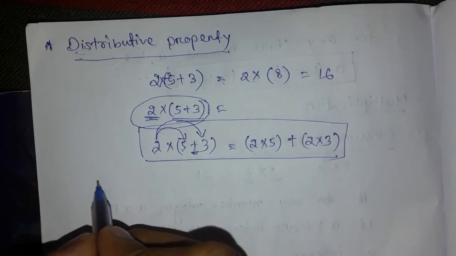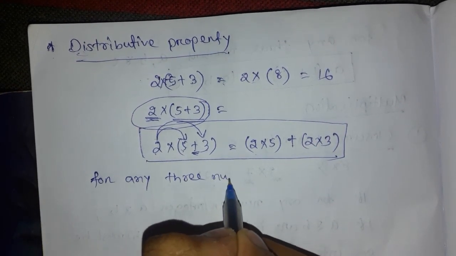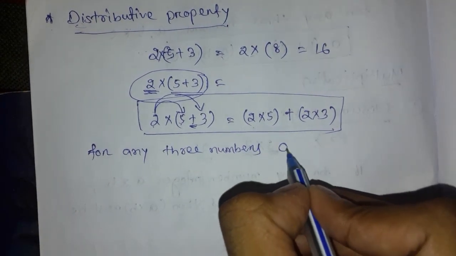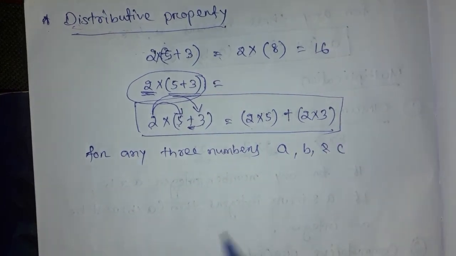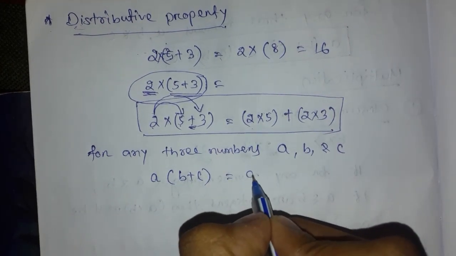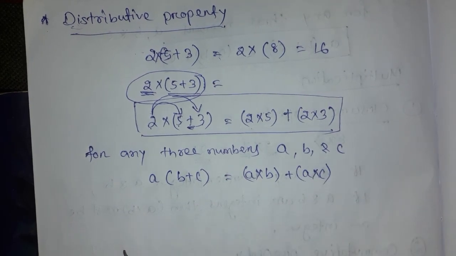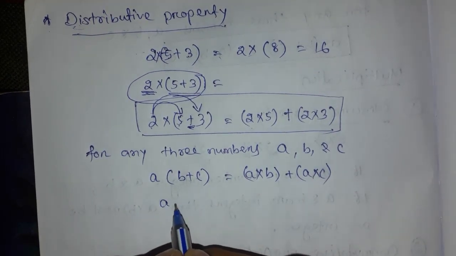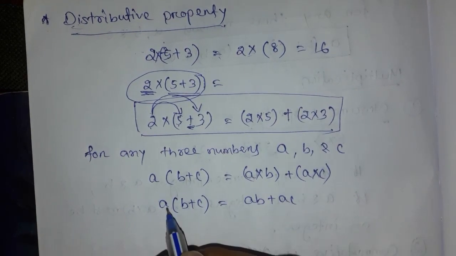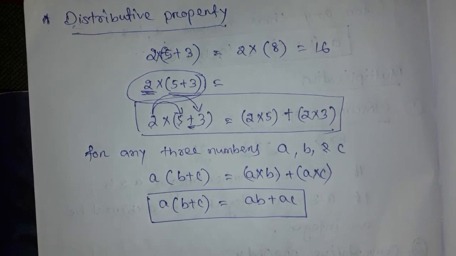So we can say for any three numbers A, B and C, A into (B plus C) is equal to A into B plus A into C. In algebra, we write A(B plus C) is equal to AB plus AC. This is called the distributive property. Okay.